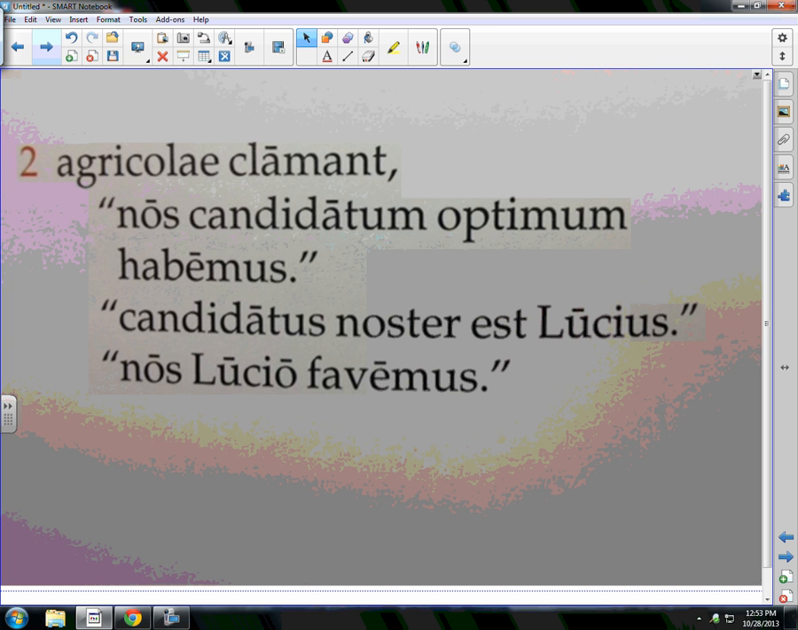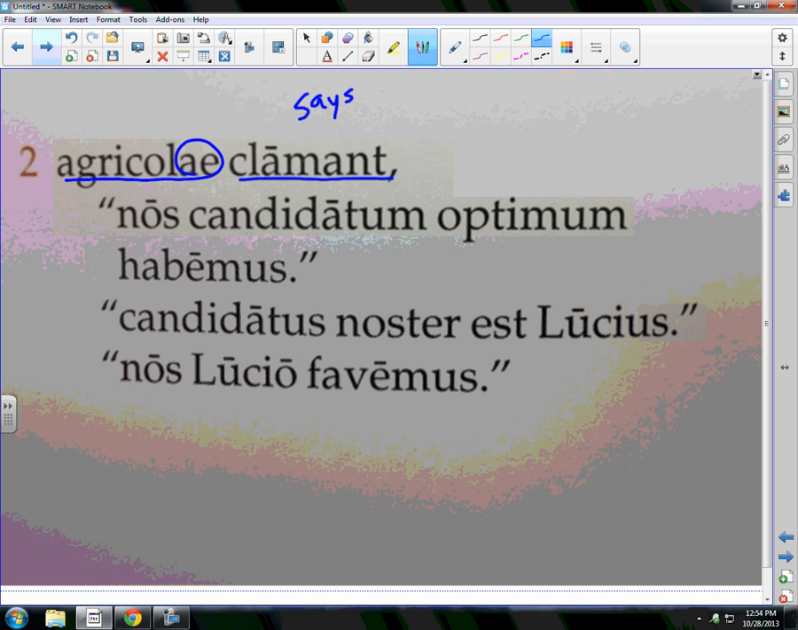Let's look at some of the sentences that your book has. These are the sample sentences from stage 11, if you want to look at them. We have the first one. Here's a verb of saying. It's saying something, right? In this case, they're shouting it, but it's at least a verb of speaking. So the farmers are going to be the subject or the dative. Let's see which one it is. Here's how I determine it.